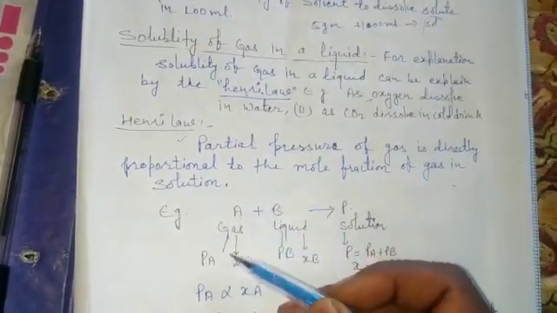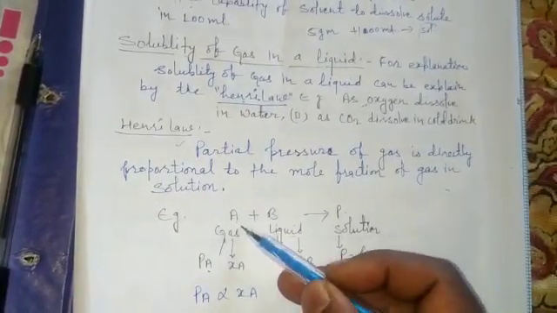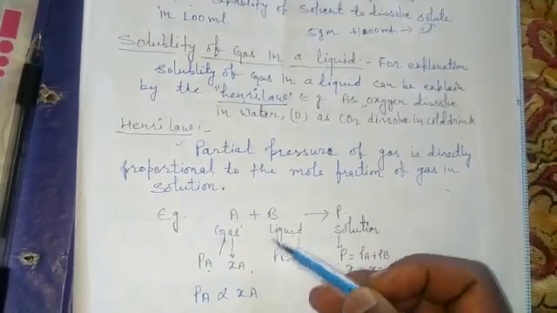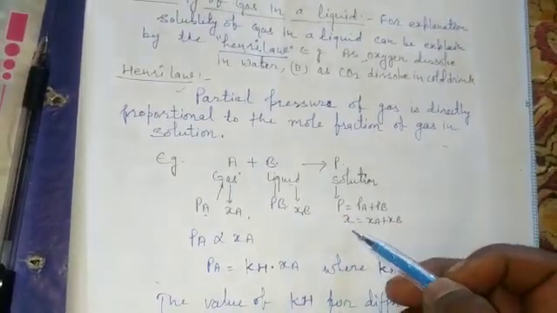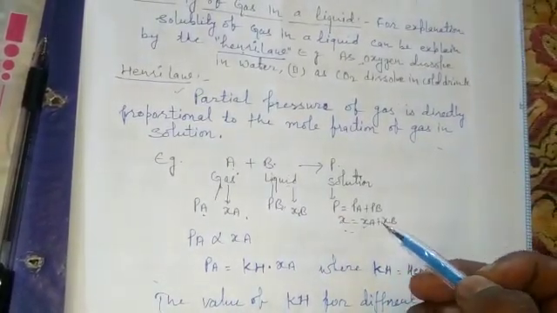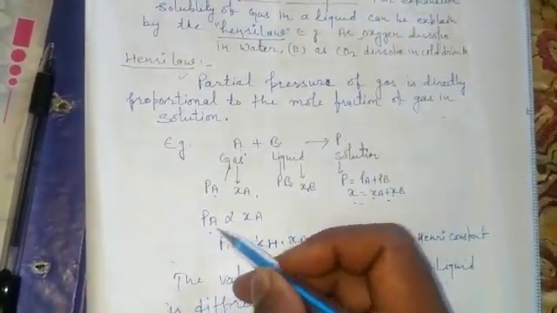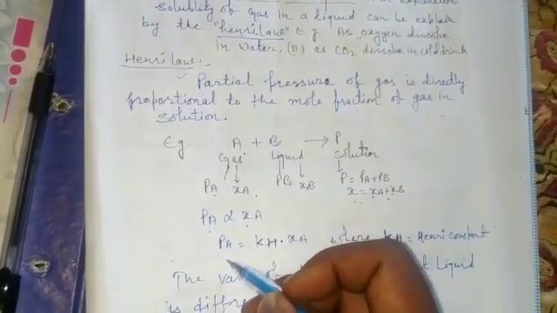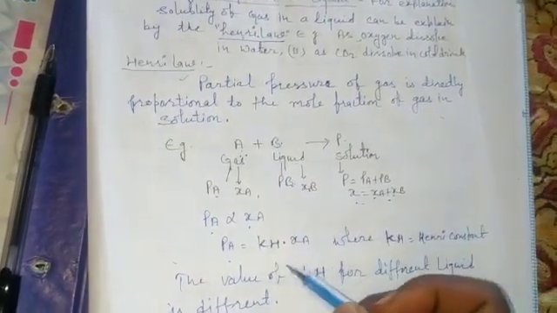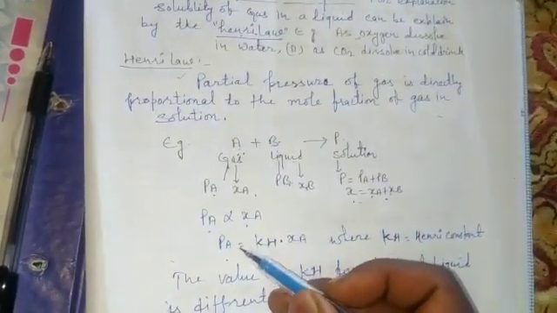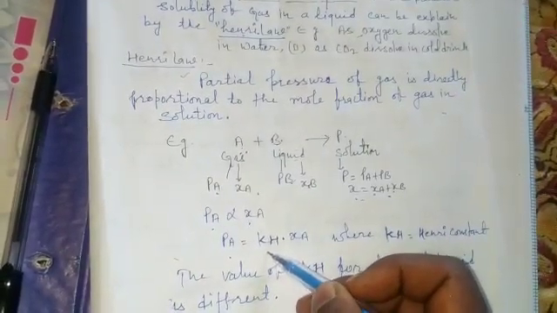The pressure of A is also known as PA, the pressure of B is PB, and the mole fraction of A is XA. The mole fraction of B is XB, and the total mole fraction is X, which is composed of XA plus XB. This is the total mole fraction. Now according to this law, PA is directly proportional to XA, where PA is the partial pressure of the A component, which is the gas. Removing the proportionality constant, PA equals KH into XA, where KH is the Henry constant.